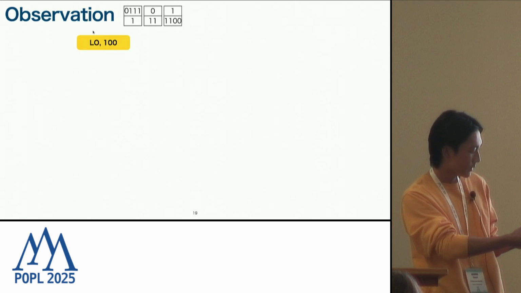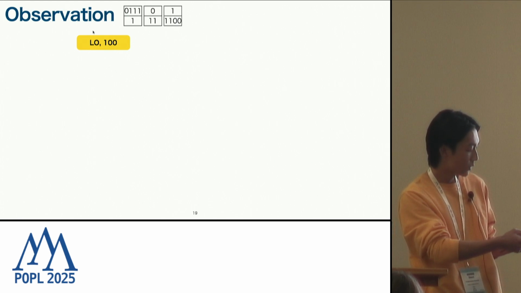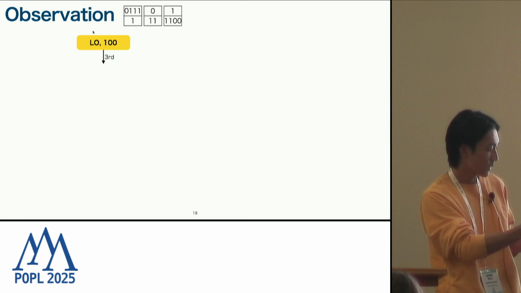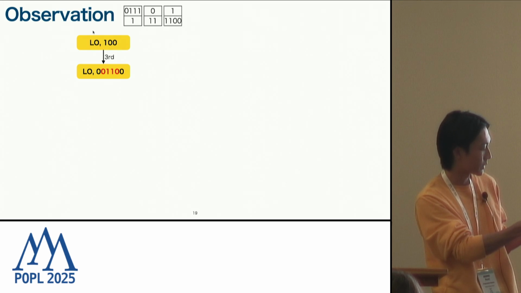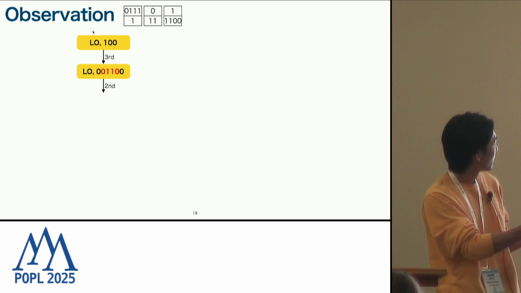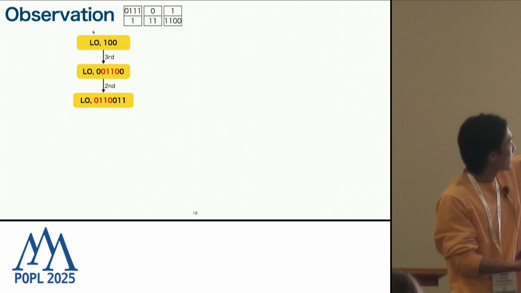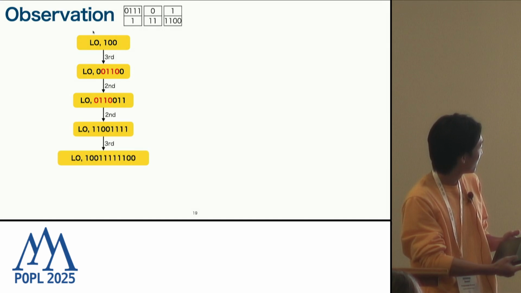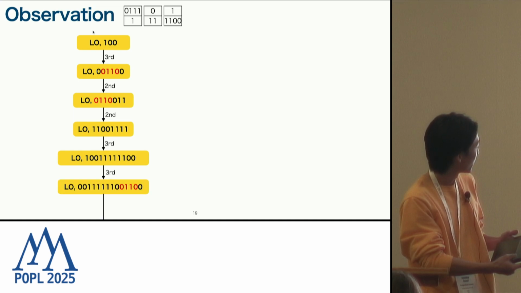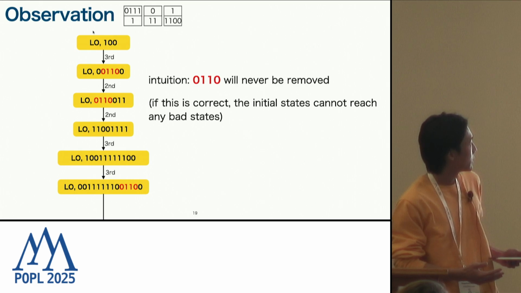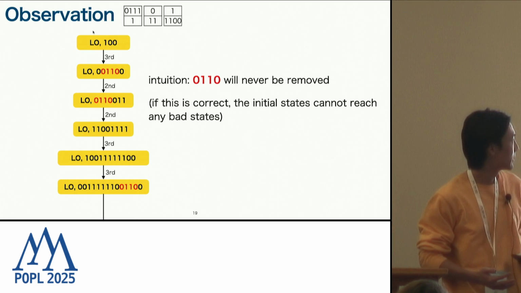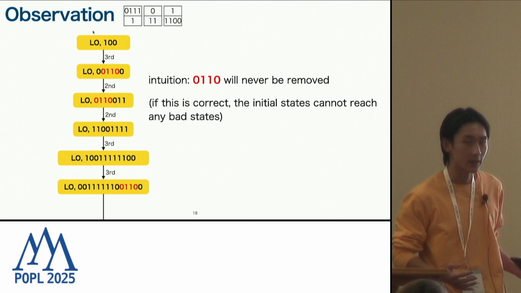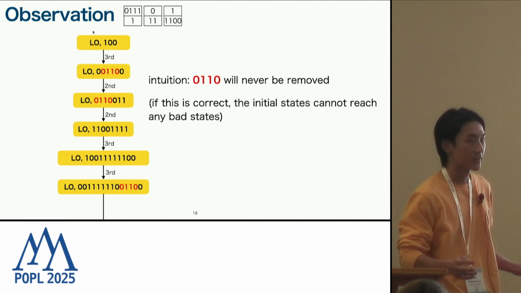To get an intuition, let's observe this case. Lower 011 is the only initial state. And by applying the third tile, it transitions to 001100. And please remember 0110 appears here. And disappears now, and appears again. Our intuition says 0110 will never be removed. And if this is correct, the initial state cannot reach a bad state, because a bad state is a state of an empty word, right?